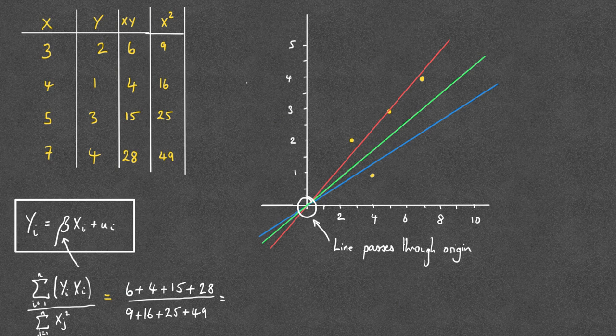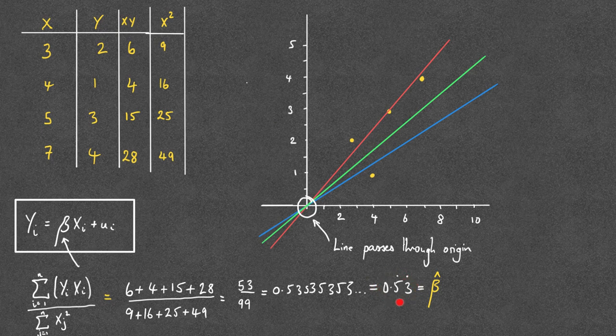Which is going to be equal to 53 over 99, which is equal to 0.53535353, and so on, or 0.53 recurring. So what does this mean? Well, this is our estimate of the marginal impact of a change in x on y. Our beta hat is the estimate of a marginal change in x on y.